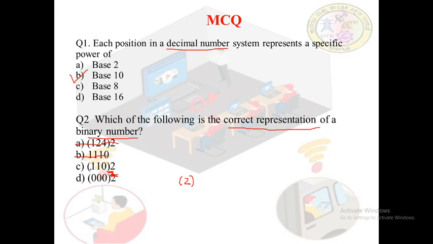Option C, 110 to base 2. Base 2 is here, so this is the correct representation of a binary number. Let us look into option D, 000. Of course it is a binary number, but 2 is not in the subscript position, it is a superscript, therefore it must be base 2. Option D is also discarded, so the right answer here is option C.